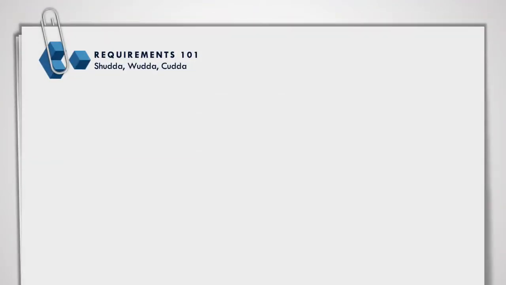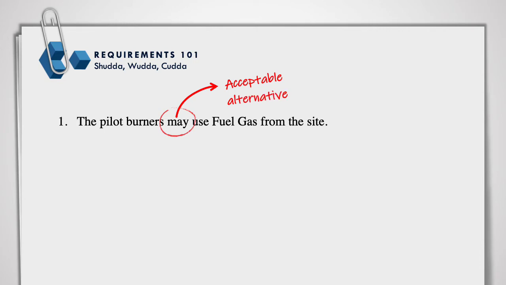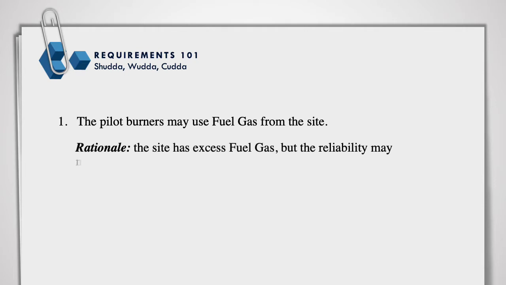Let's go back to an example from part 2. The pilot burners may use fuel gas from the site. As we just covered, may denotes an acceptable alternative. So we want to avoid saying something like this. What is wrong with this rationale? Well, there are two things wrong. It starts off well enough, providing the reasoning for the statement, but then it includes a potential hidden requirement to confirm the reliability of the supply. And did anyone spot the second may that appears in the rationale? The reliability may need to be confirmed.